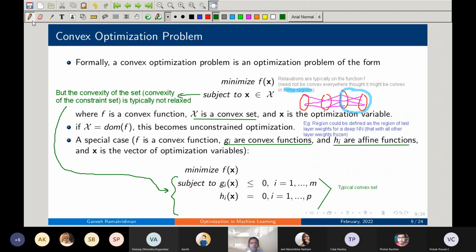And how do you deal with optimization in this case? For example, if you're in the interior of the calligraphic X, then 0 belonging to the subdifferential is sufficient. So if x star is in the interior of calligraphic X, then we would expect that 0 belonging to the subdifferential of f at x star is sufficient.